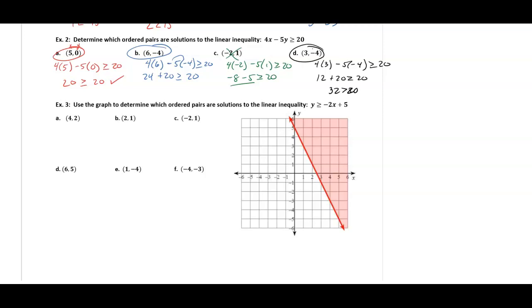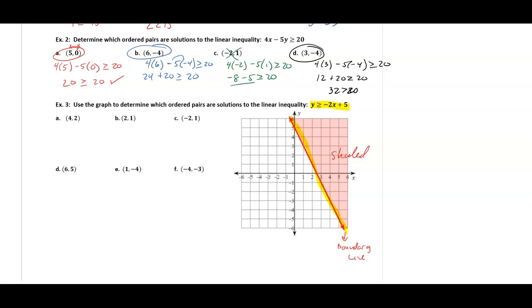Now, what you have to understand in the next example, it says use the graph to determine which ordered pairs are solutions to the linear inequality shown here. This is the graph of that inequality. Now notice here, you have your boundary line, and then you have your shaded region. Any ordered pair that lies on the line, in this case because it's a solid line, is a solution. Any ordered pair that lands in the shaded region is a solution.